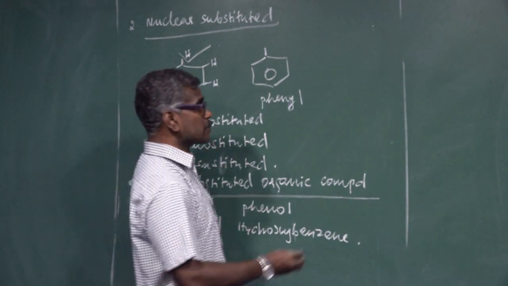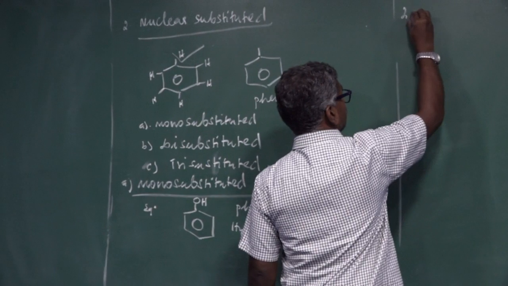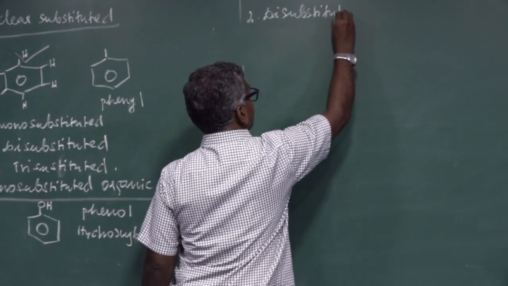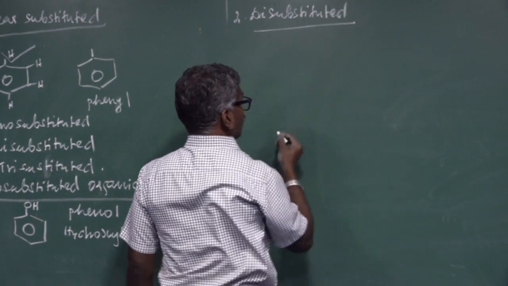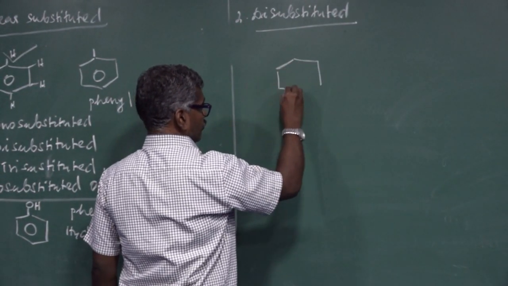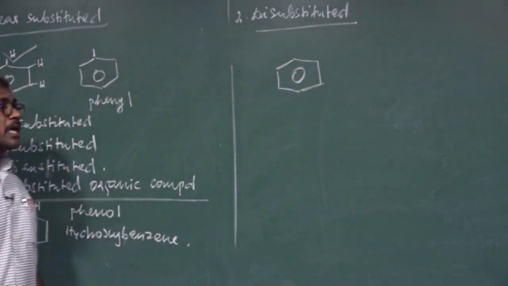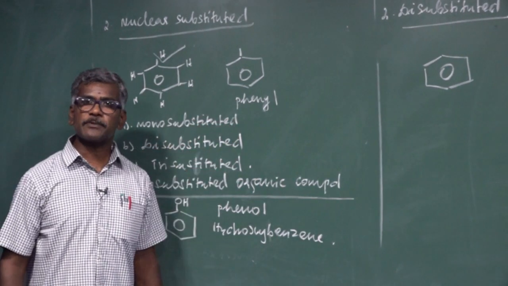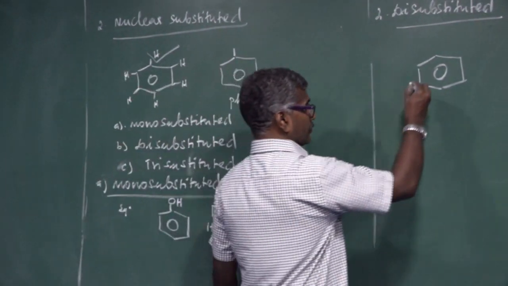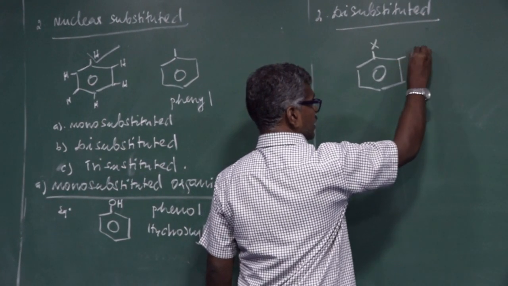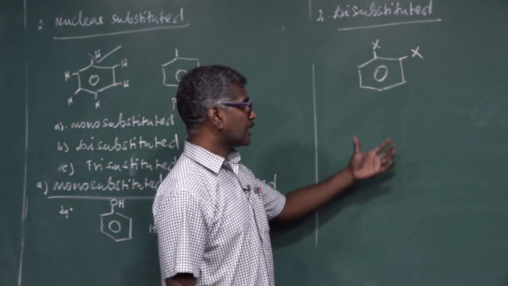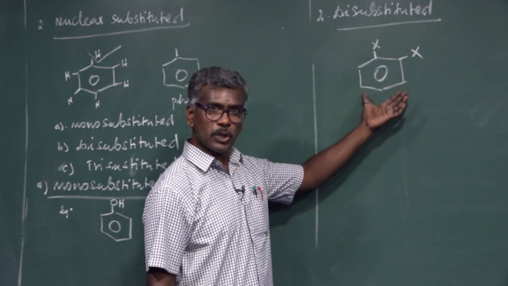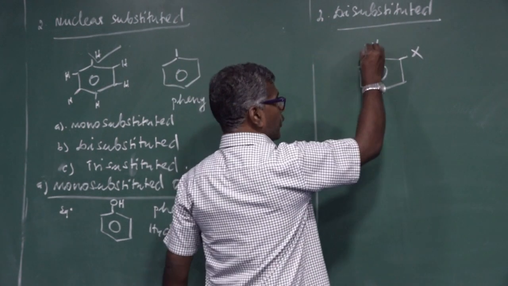Another one is the di-substituted organic compound. In the benzene nucleus, 2 hydrogens can be replaced by the same substituent or different substituents, these are X. Clear? If the same or different substituents are attached to the benzene nucleus, one of them acts as a reference group.